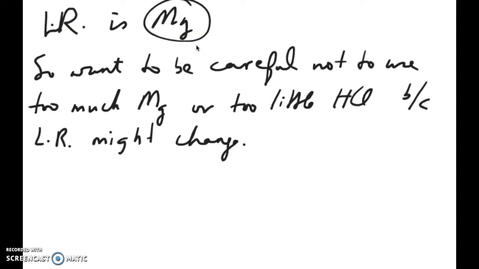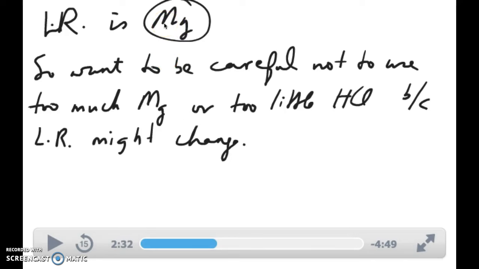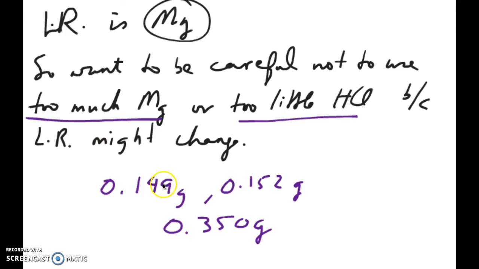The key there, of course, is that the intent of the lab is to make sure that magnesium is your limiting reactant. So you don't want to add too much magnesium or too little HCl in your experiment, because if you do that, your limiting reactant might actually change, and it might be that the HCl becomes your limiting reactant instead of the magnesium. What do I mean by not too much? Well, if it's asking you for 0.15 grams of magnesium, you might go 0.152, that's okay, it's not that much more. But if you go 0.350, now that's quite a bit more. That's more than double what you're being asked to put in, and so that might completely change the nature of the limiting reactant for the reaction.